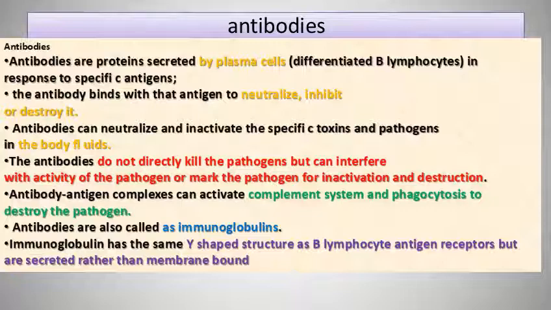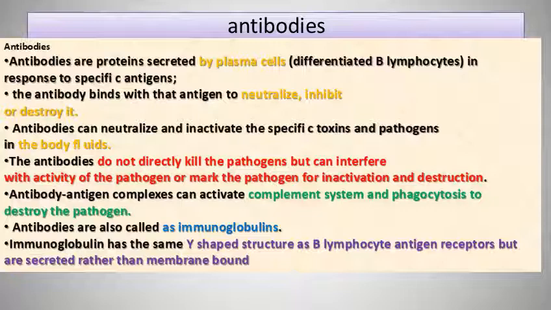Now how do these antibodies destroy the pathogen? These antibody-antigen complexes can activate another system called the complement system. You would have seen that in the innate immunity. Okay, the complement system, and phagocytosis to destroy the pathogen. So they activate these to destroy the pathogen.